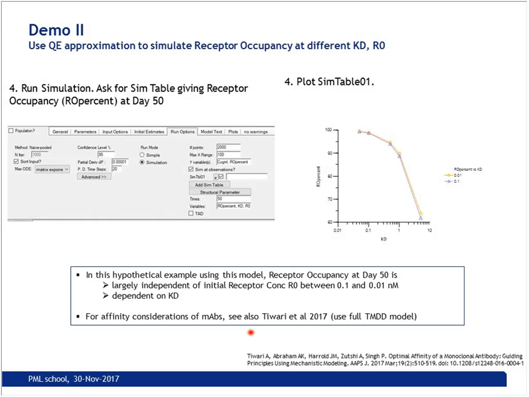Tiwari et al. published this year, and they used the full TMDD model to build that kind of relationships about affinity considerations of antibodies in relation to two different assumptions, or two different R0s and two different turnovers of the target. So if you're interested in this, read it and code it and play with it.